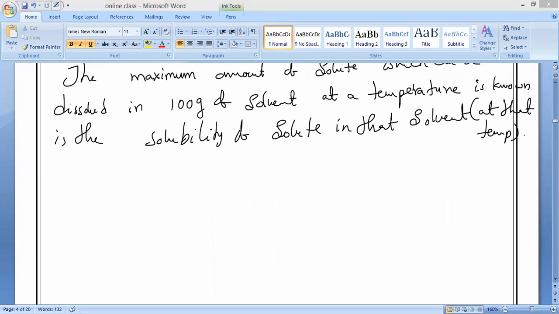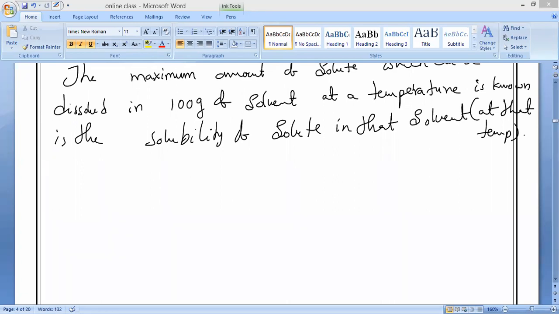Understand? So temperature is also important. And solvent type, is it also important or not? We have so many solvents. What are the solvents you people know? Water, alcohol, ethanol. Carbon disulfide. So many I told you.